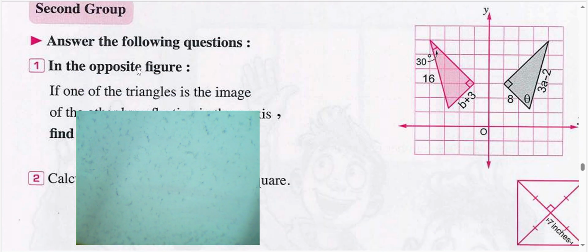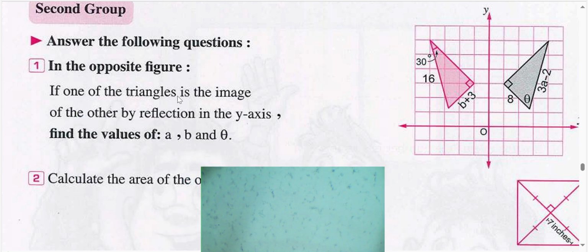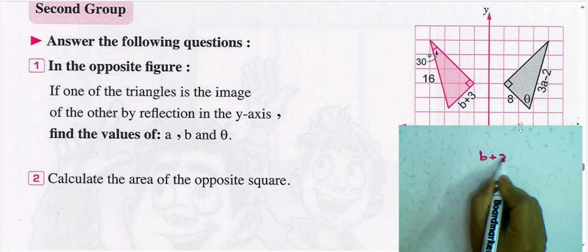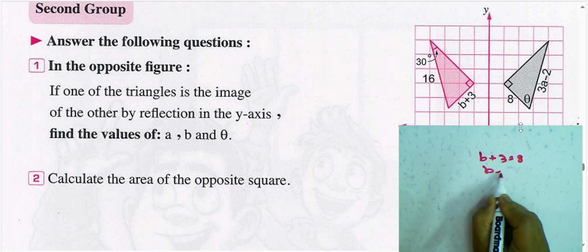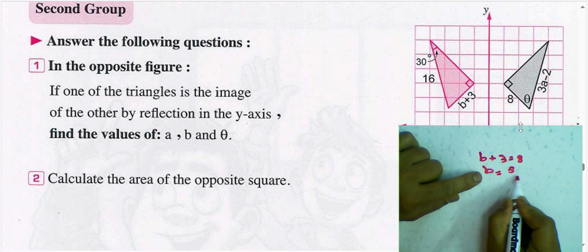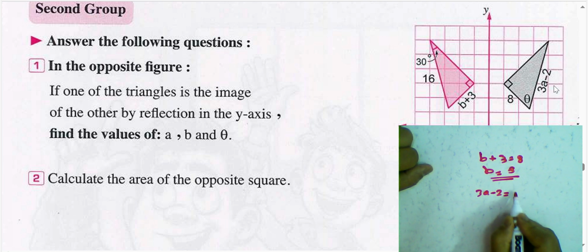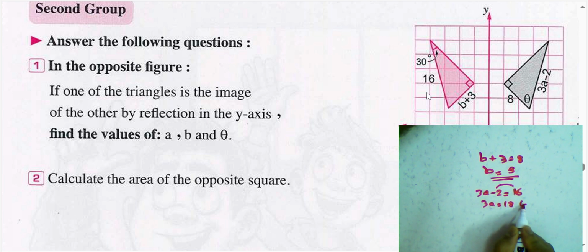Answer the following, second group, where one triangle is the image of the other by reflection in the y-axis. We have here a reflection in the y-axis. What is the value of A, B and C? We know the side lengths are equal between the original triangle and the image, and P plus 3 equals 8. So we can find the length of P here equals 8 minus 3, which is 5. And for the hypotenuse, 3a minus 2 equals 16. We can move negative 2 over, then 3a equals 16 plus 2 equals 18, and then divided by 3, 18 divided by 3 equals 6.